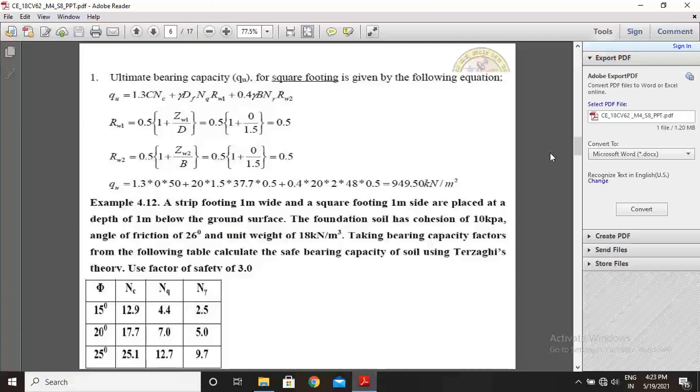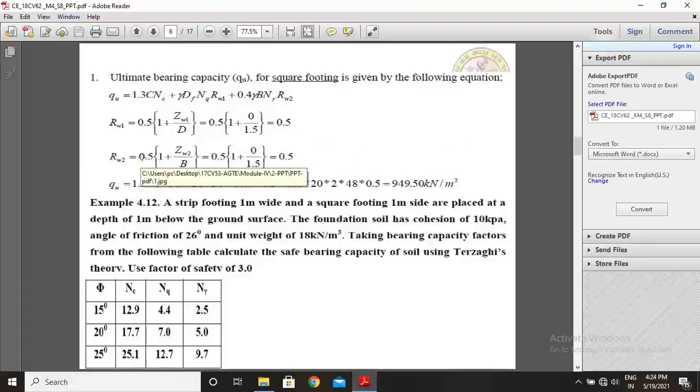So now you calculate the ultimate bearing capacity for square footing, given by the following equation. QU equal to 1.3 times CNC plus gamma DF NQ into RW1 plus 0.4 times gamma B N gamma into RW2. Now we calculate the water reduction factors. RW1 equal to 0.5 times 1 plus ZW1 by D. So now substitute the values in this equation. 0.5 times 1 plus ZW1 is 0 here, divided by D is 1.5. So the water reduction factor is 0.5 we are getting.